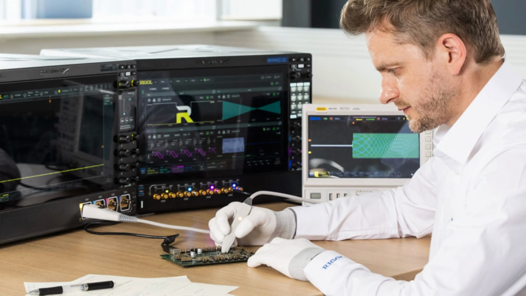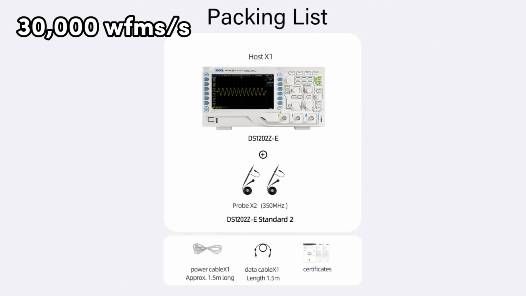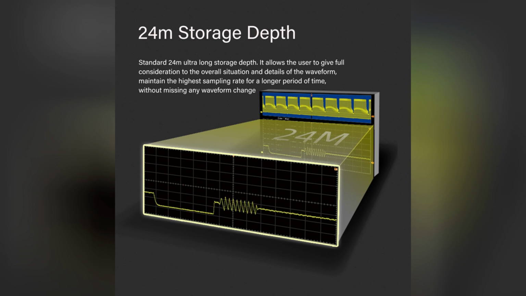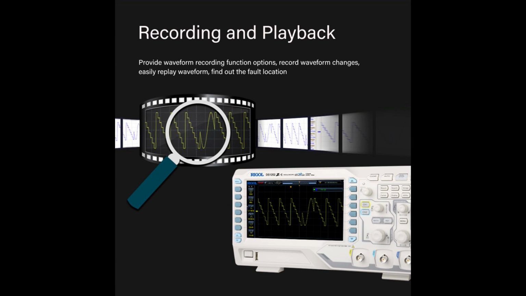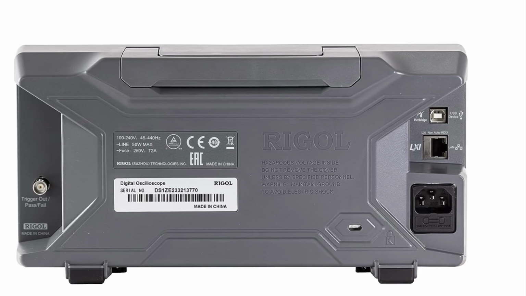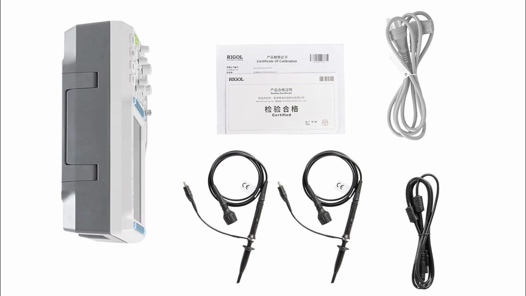But it's not just about storage. This bad boy can capture up to 30,000 waveforms per second and boasts a hardware real-time waveform recording and playback function with up to 60,000 frames. Don't worry about missing the details, it's equipped with various trigger and bus decoding functions. Plus with a low noise floor and a vertical scale range from 1 millivolt per division to 10 volts per division. It's got your back.